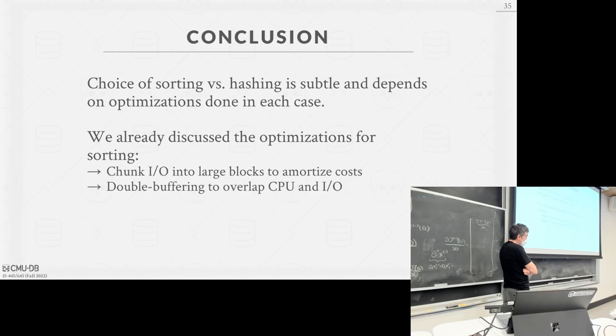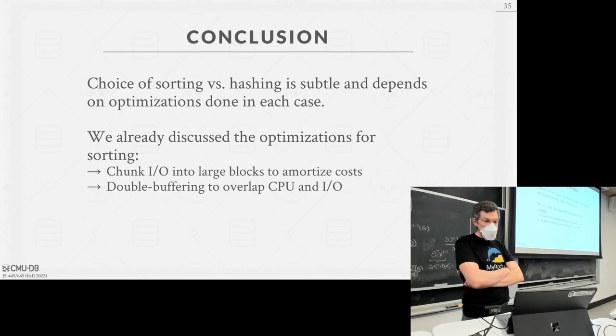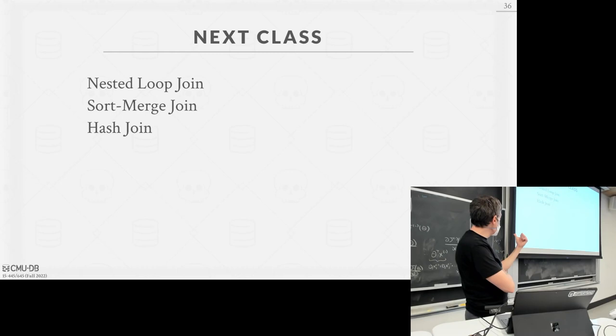Okay, any other questions? All right, next class, we'll do joins. We'll do nested loop joins, index nested loop join, sort merge join, and hash join. Again, this is the most important algorithm you have to do joins. So we'll spend a lot of time on how to optimize and make it go fast.